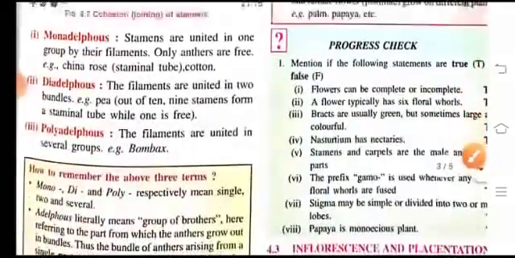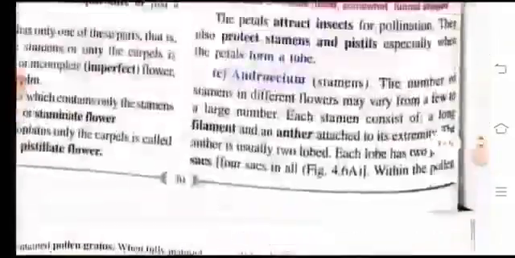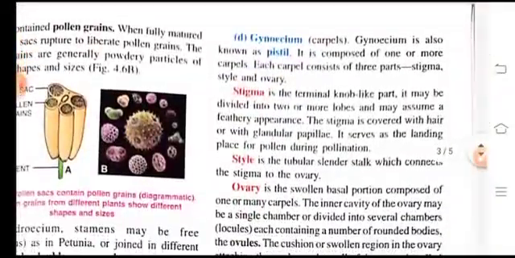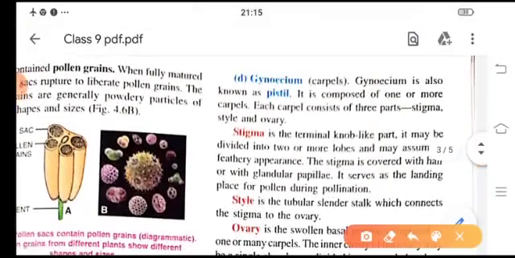Next is the gynoecium. The gynoecium, or the fourth whorl of the flower, is also known as pistil. Now this pistil is composed of one or more carpels. Now each carpel contains three main parts: the stigma, style and ovary. Now stigma is the knob-like structure which is present on the top of the ovary and it has two or more lobes and they may sometimes be feathery in appearance. Now this stigma is covered with hair and glandular papillae. Now this stigma is meant for landing the pollen during the pollination process.